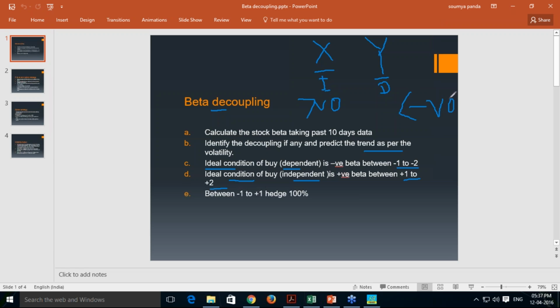So when you take two instruments, you first have to calculate their volatility. You check which one has the higher volatility, that will represent X, and the one representing Y should have a lower volatility.